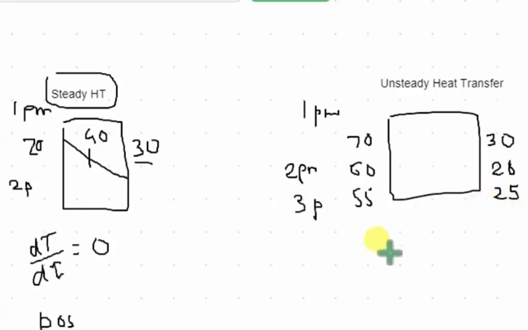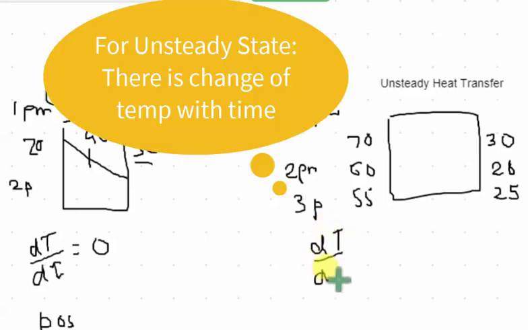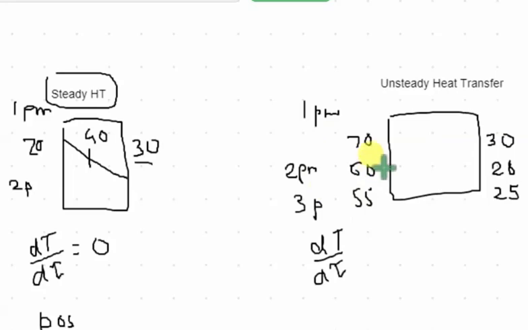What is happening over here? There is dT by d tau. There is a change of temperature with respect to time. As time passes, the temperature keeps on changing. That's why it is named unsteady state heat transfer. So in unsteady state heat transfer, the temperature changes with respect to time and also with respect to position.